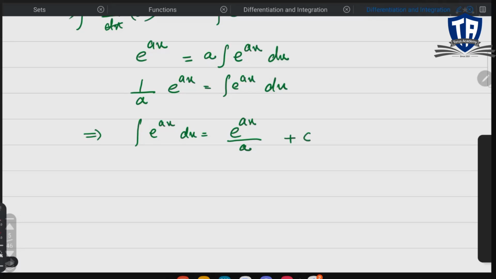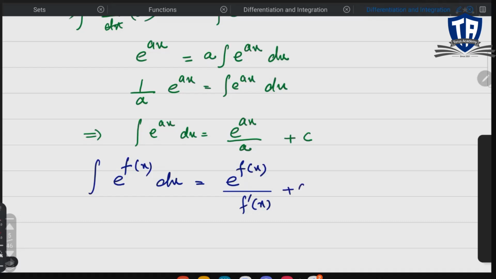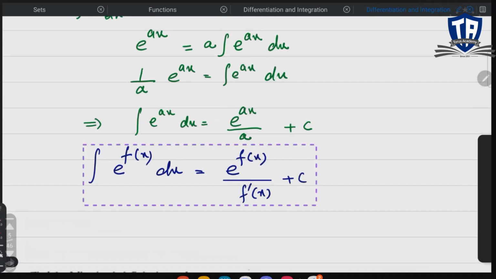This rule says whenever you are taking the integral, the first step is write the exponential function as it is, then divide with the derivative of the power. This is the rule. Let me write this rule in general form. We have e power f of x, and we are taking integral, then we write the exponential function as it is, and we divide it with the derivative of that power, which is f prime of x, and then plus c. This is the rule. Let's consider a few examples.